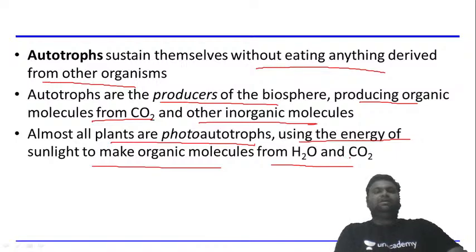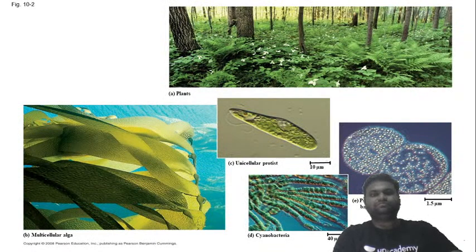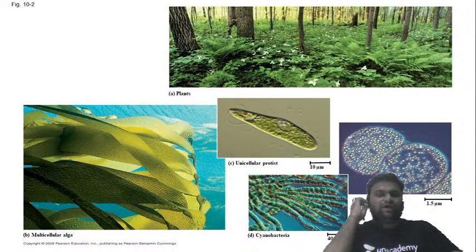तो इसमें बताया गया कि ऑटोट्रॉफ्स क्या होते हैं. So there is a basic differentiation between autotrophs and heterotrophs, or the primary producers and the primary consumers. Over here we are describing the autotrophs. They include plants, unicellular protists, cyanobacteria, purple sulfur bacteria, and multicellular algae.